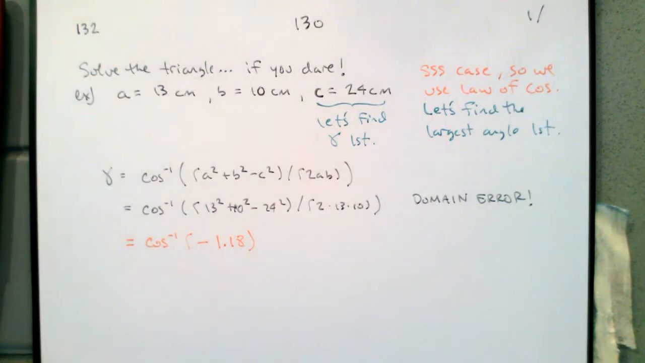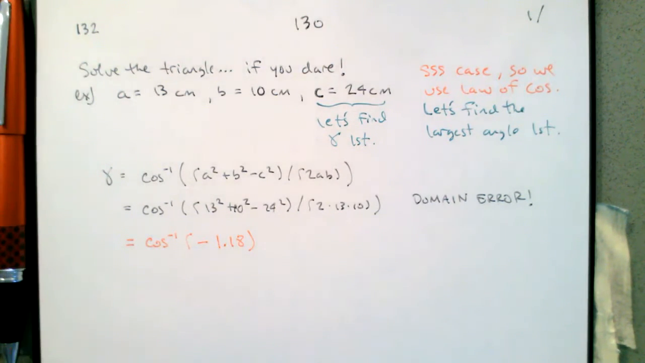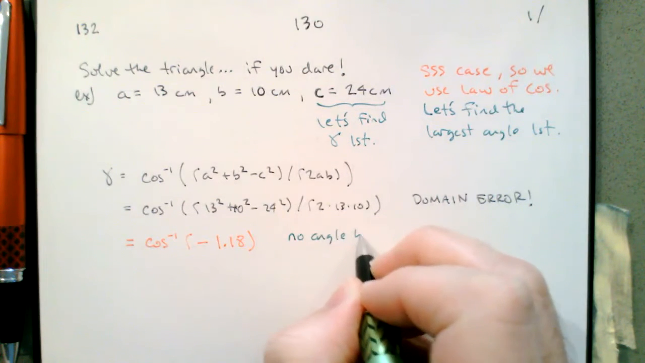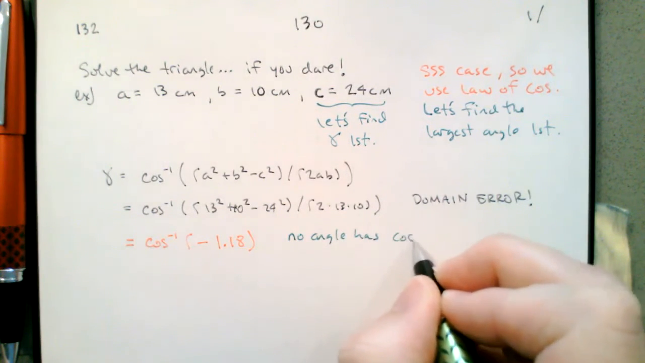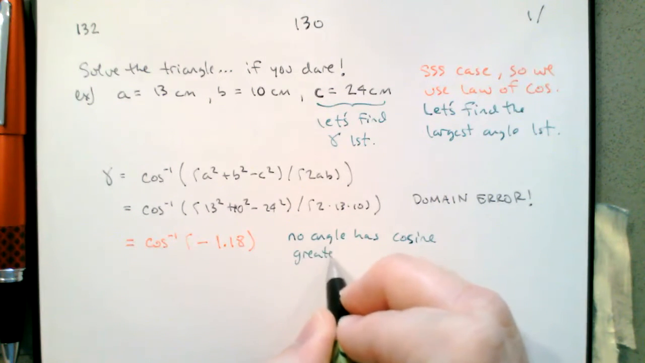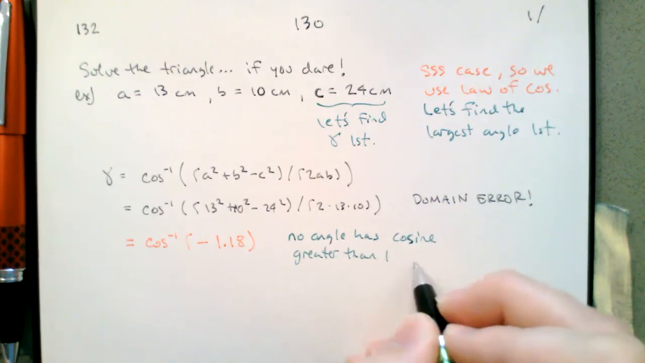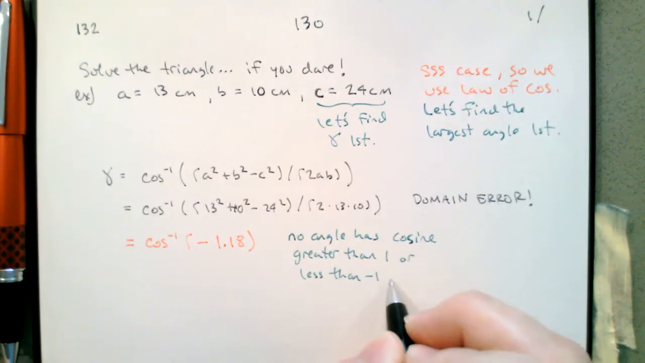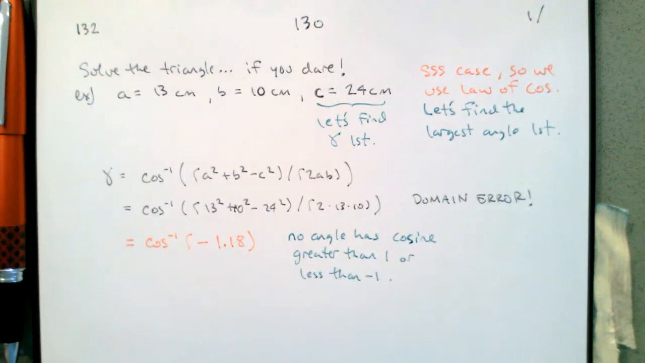No angle has a cosine greater than 1 or less than -1. Cosine of theta should always be between and including -1 and 1, not strictly.